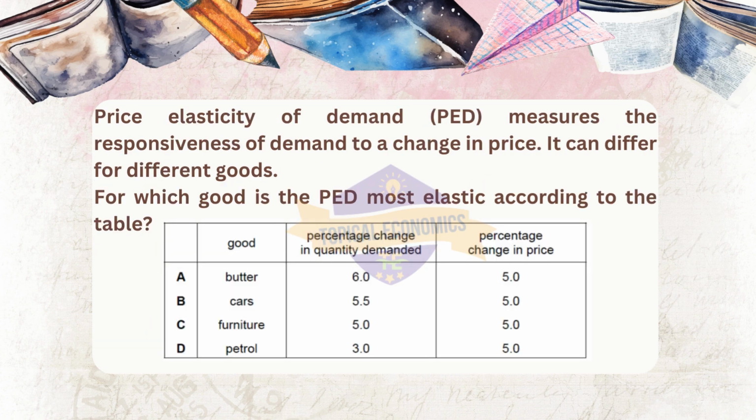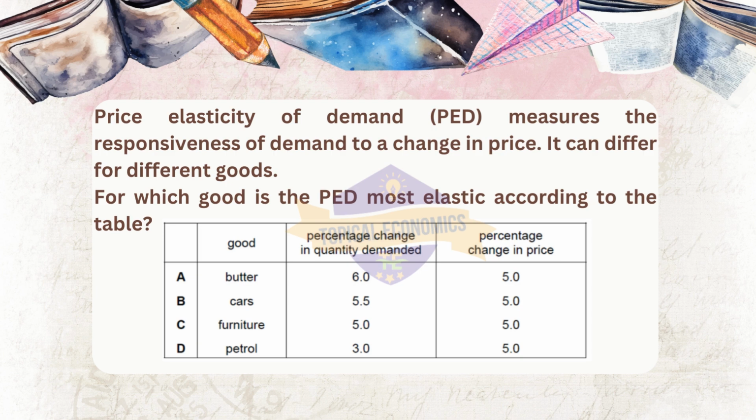Proceeding with the 12th question. Price elasticity of demand, PED, measures the responsiveness of demand to a change in price. It can differ for different goods. For which good is the PED most elastic according to the table? This question is from year 2019 October-November version 3 paper.